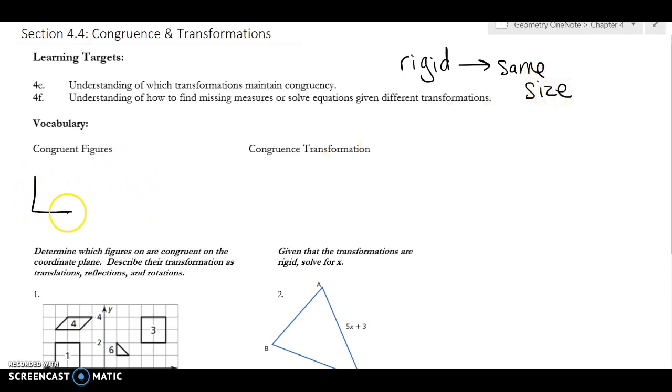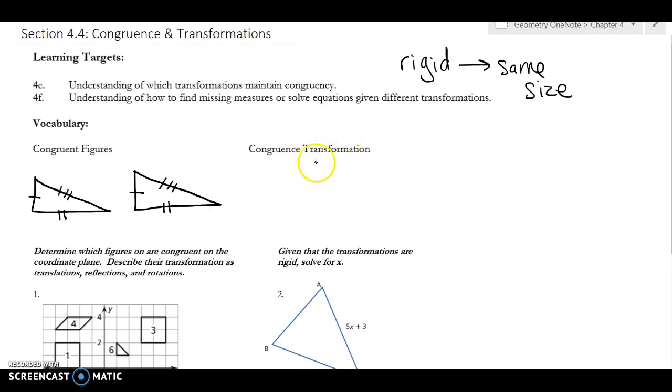So if I have a triangle that looks like this, and then I translate it, it's going to look exactly the same. And so the left side is equal to the left side, the bottom side is equal to the bottom side, and the diagonal side is equal to the diagonal side. Okay, and so that's what congruent figures are. When you transform them by translations, rotations, or reflections, they stay the same size, and so they stay the exact same.